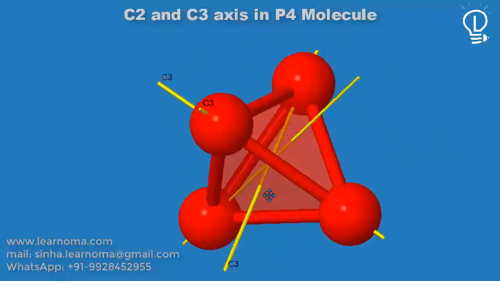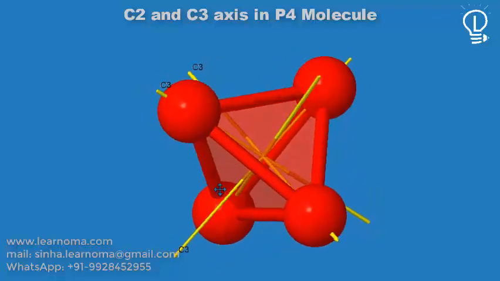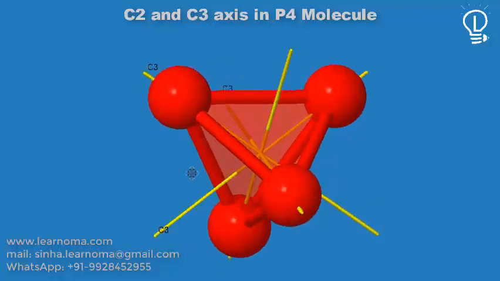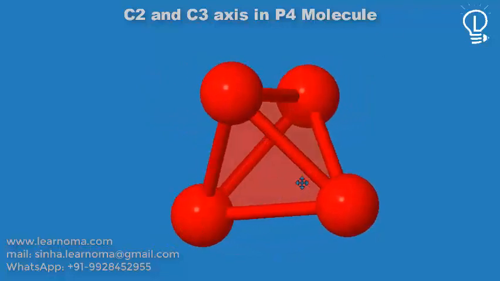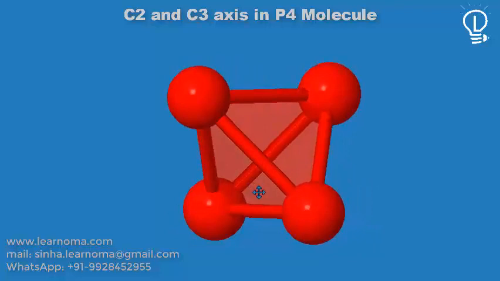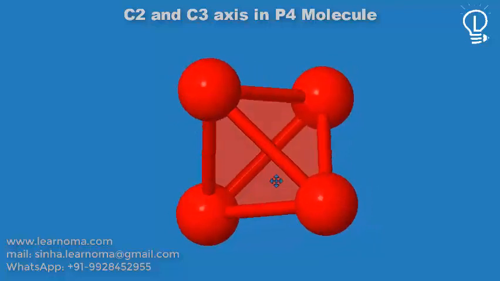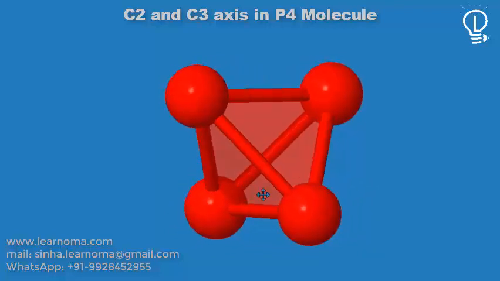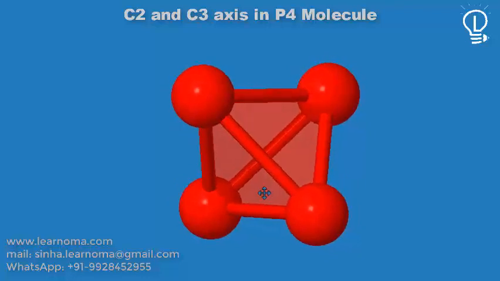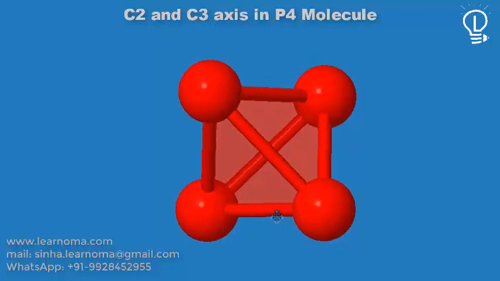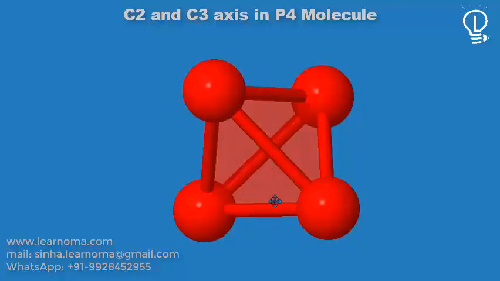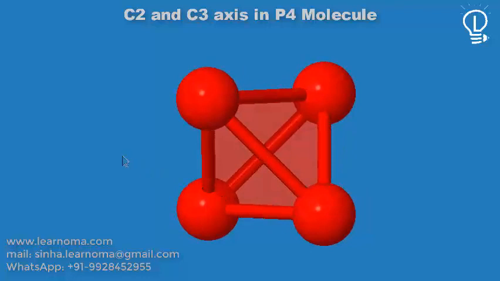Now, how many C2 axes? That is the basic problem in this question. How to see this? Every tetrahedral molecule has C2 axes also. For example, see this. This molecule has a C2 axis passing through here, or passing through these two corners, these two edges.